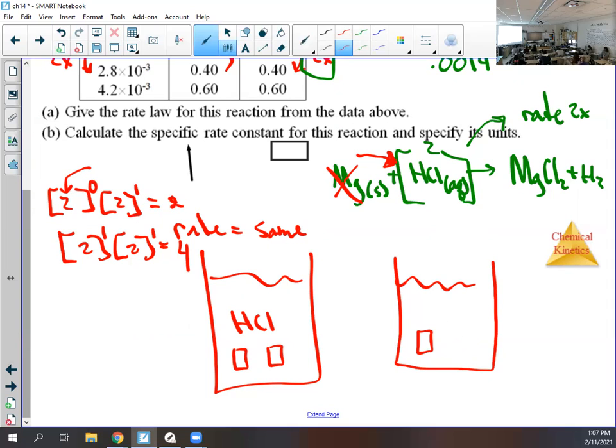So now in this example, if I increase the amount of H plus, which is really what HCl is, then my rate does speed up. So this reaction, it is rate dependent on the concentration of acid, but not the concentration of the solid. I know it's kind of tricky, but really there is no such thing as a concentration of a solid.